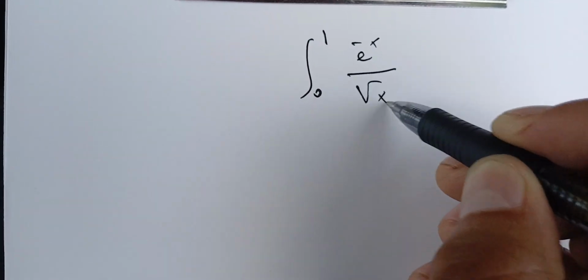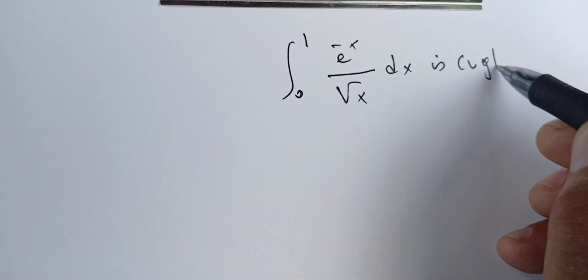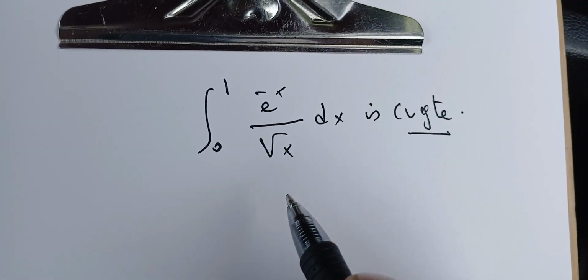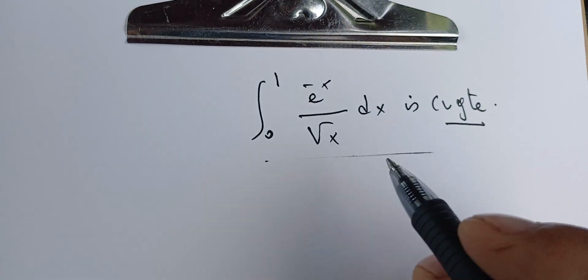Our aim in this video is to try to show that this integral between 0 and 1 of e to minus x over square root of x dx is convergent. Okay, so we want to prove the existence of this integral. This is an improper integral.